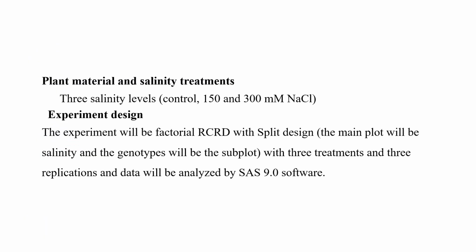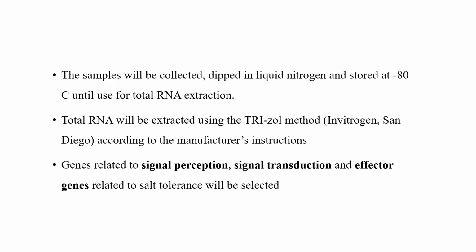So you can use three different levels, including the control. It depends upon the crop that we are using, whether it is salt tolerant or salt sensitive. Based on that we can select the salinity levels to expose the plants and determine their response. The samples will be collected and dipped in liquid nitrogen for RNA extraction, and you can even use the TRIzol method. Nowadays we are using RNAlater to save the plant's tissue for better results.